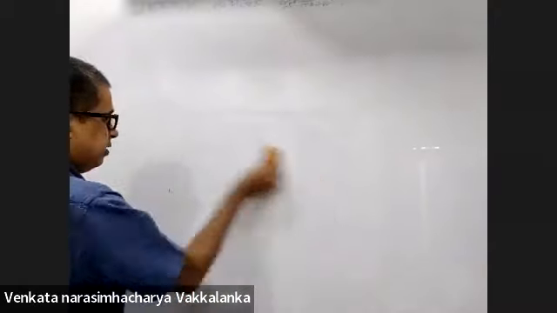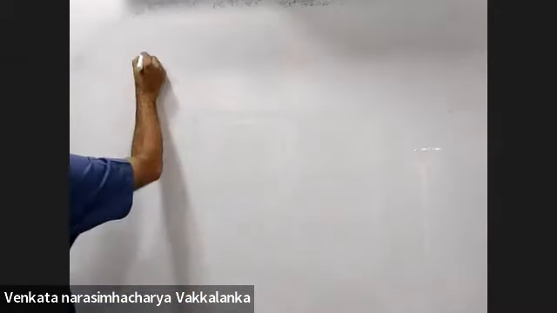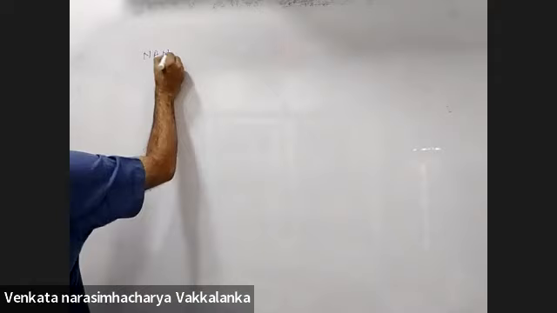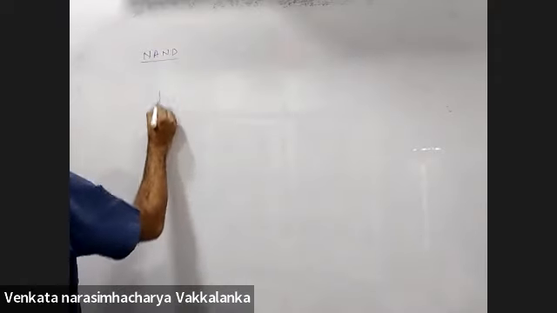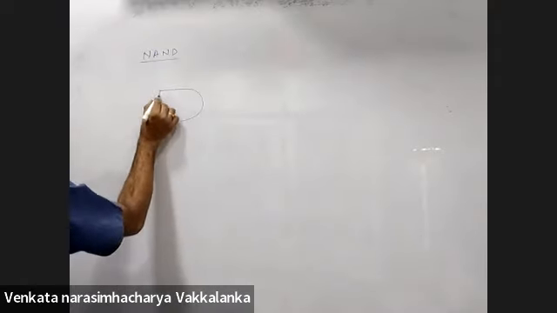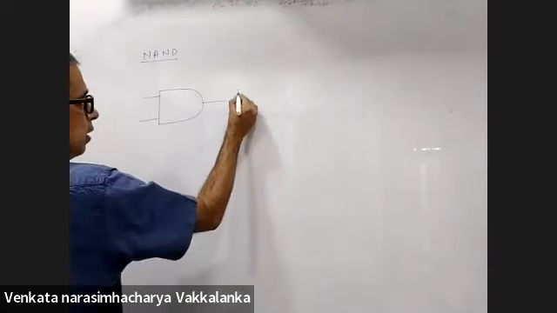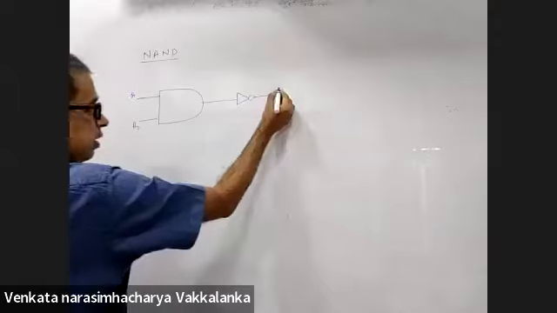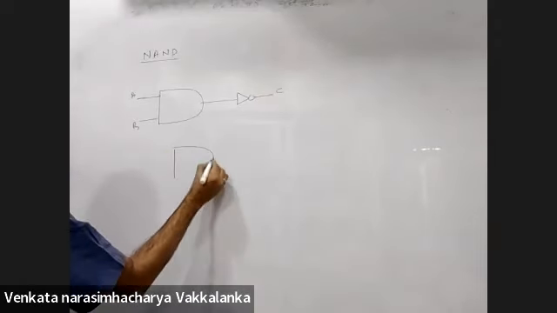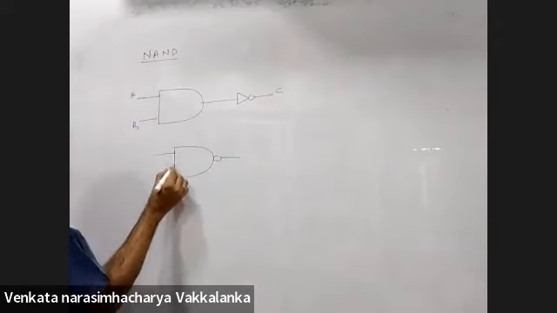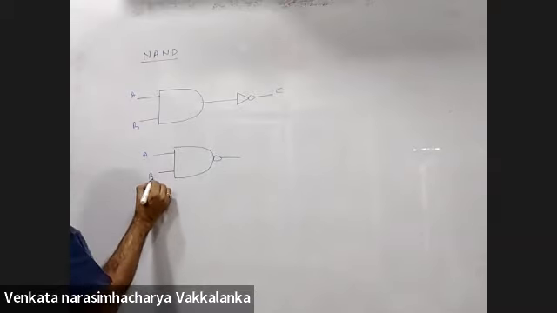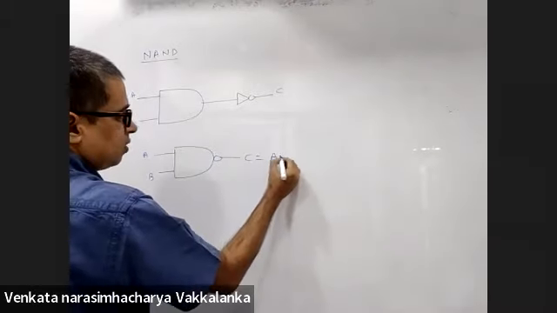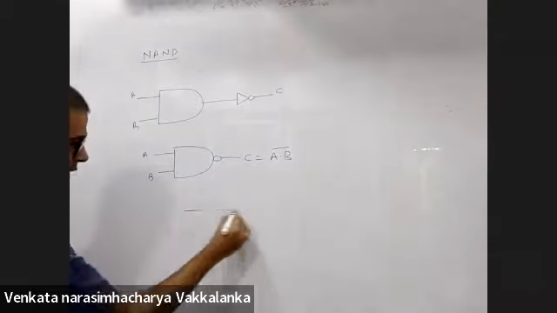NAND gate. N, A, N, D. This is not an AND gate. Technically, it is NOT AND. This is A, B, this is C. That means the diagram comes this way. C is A dot B with a bar.